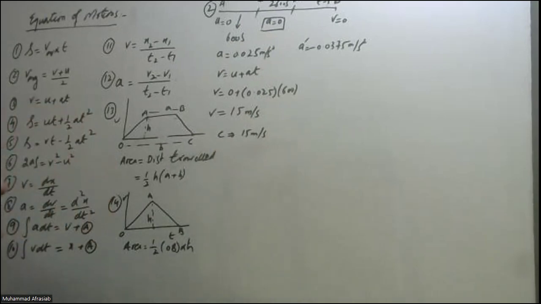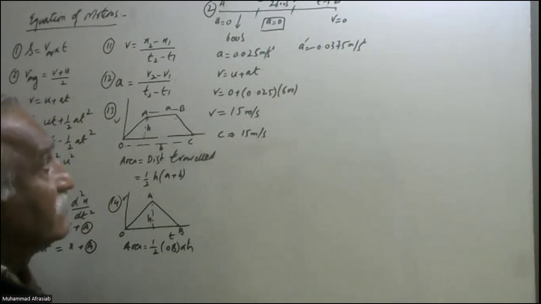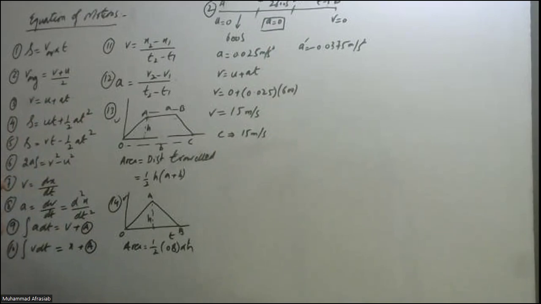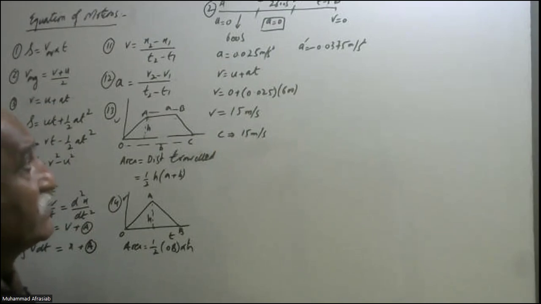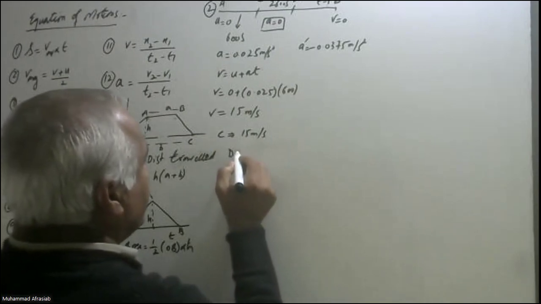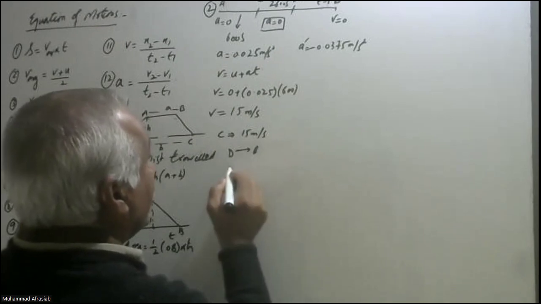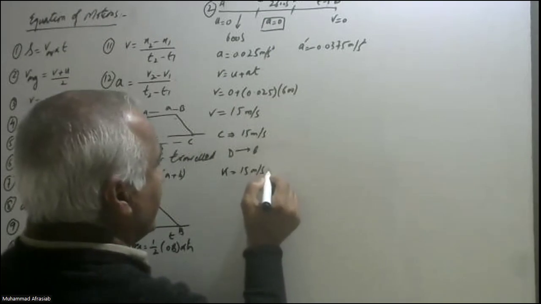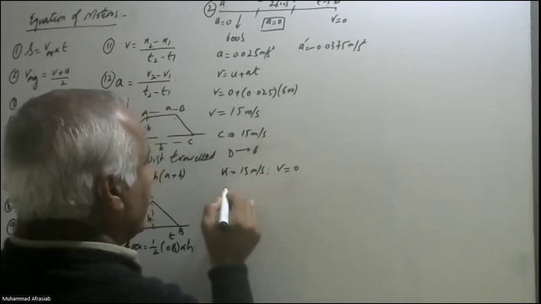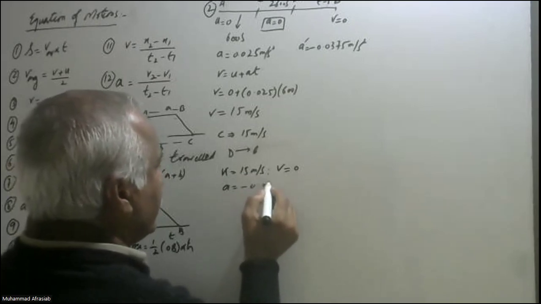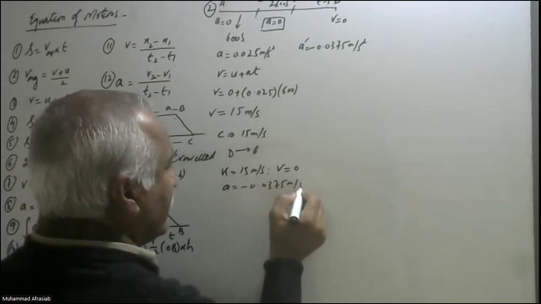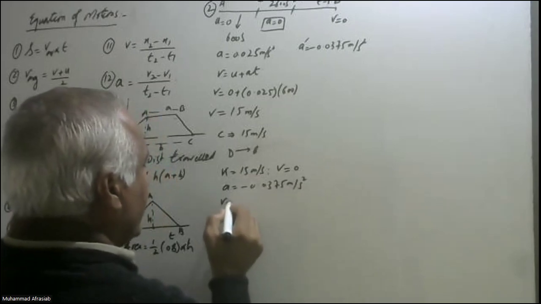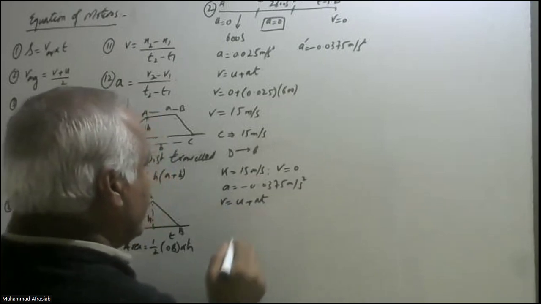Then it moves with the same speed till D for 2600 seconds, and then from D to B, it decelerates with 0.0375 meters per second squared. So from D to B, the speed at that moment is 15 meters per second. Final speed is 0 there. Deceleration is minus 0.0375 meters per second squared. So V is equal to U plus AT.